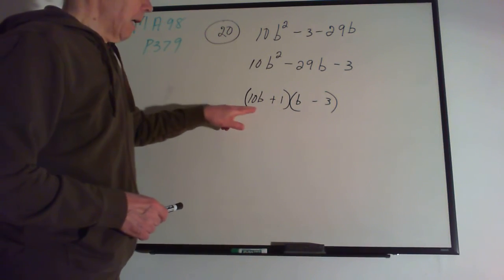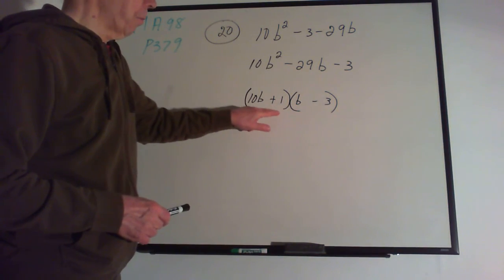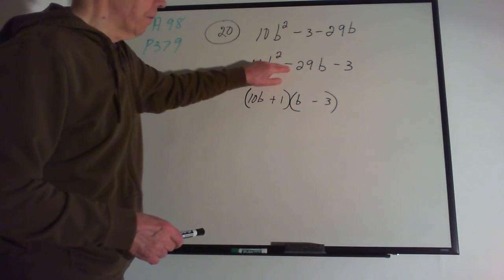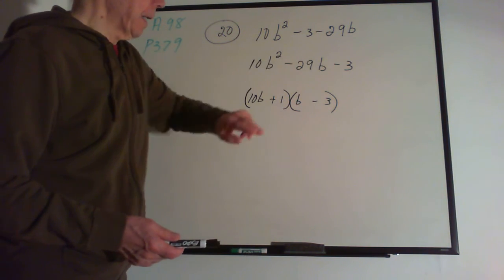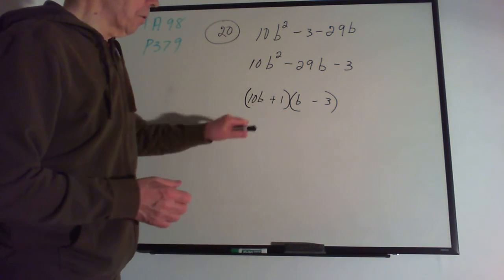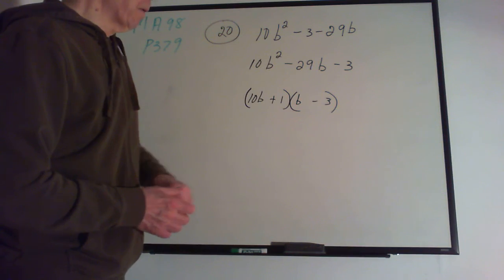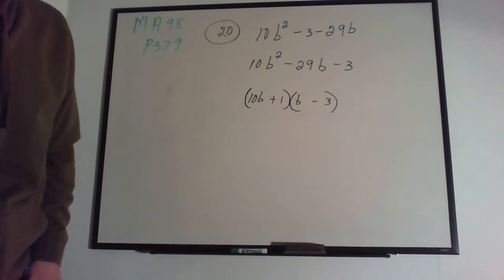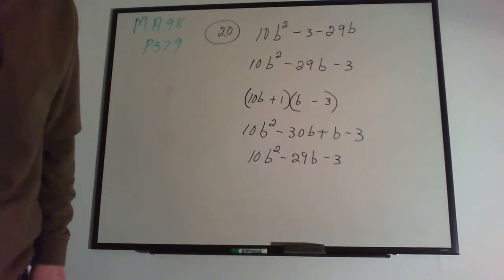All right, factors out. My guess is 10b plus 1, parentheses b minus 3. This is a minus, so it tells me one of these factors has to be a positive, one has to be a negative. So it's plus 1, minus 1 will give me my minus 3. Multiply it back out to check your answer. Go ahead and do that. I'll do it on the board.